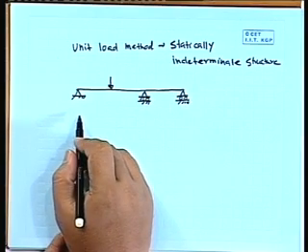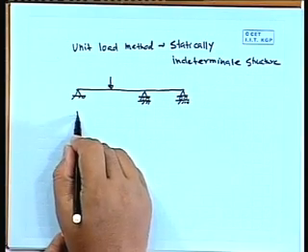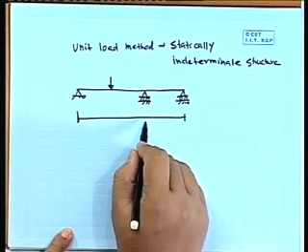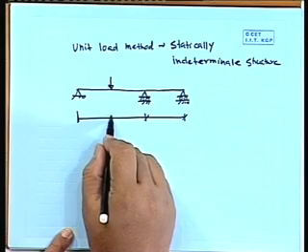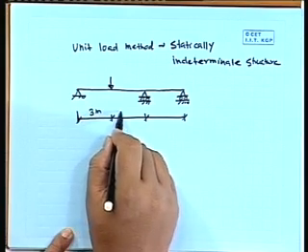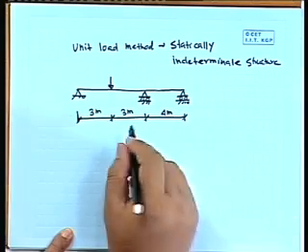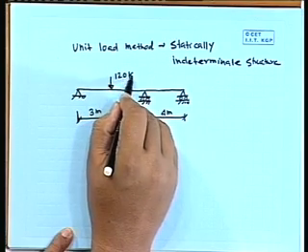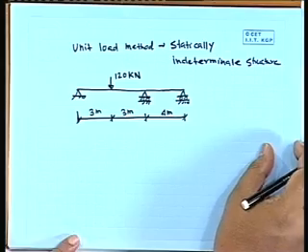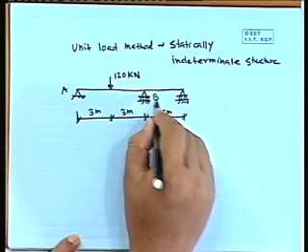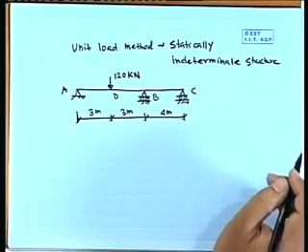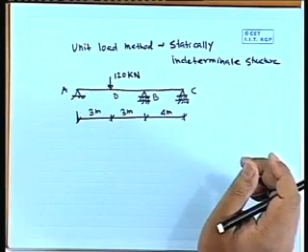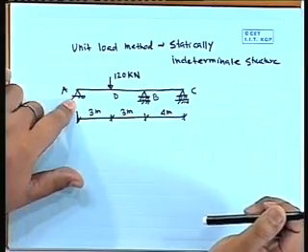Say this is 3 meter, this is 3 meter, this is 4 meter, and the load say 120 kilonewton. You can say this is A, it is B, it is C, under the load it is D. So this is a 2-span beam, AB one span, BC another span, 3 supports. This support is hinge, the others are roller.